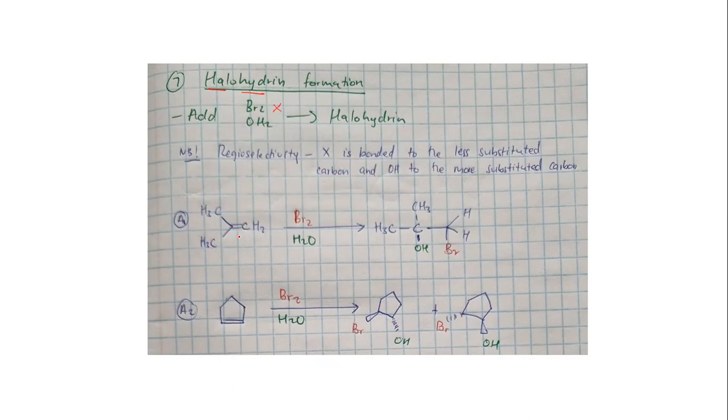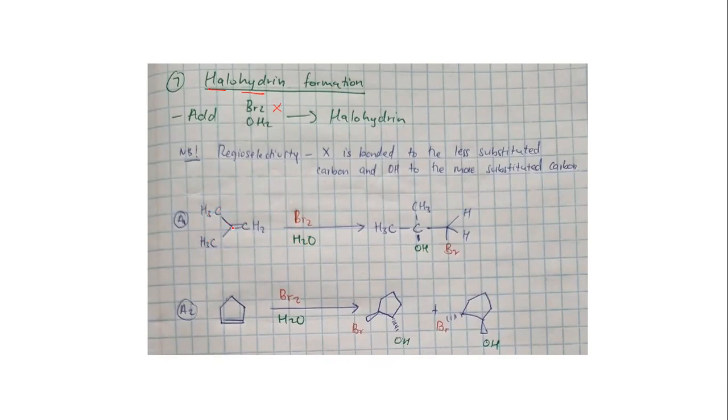So now let's have a look at this alkene. We have carbon and then we have carbon. This carbon is more substituted, meaning this carbon is bulkier. So say we want to add Br2 and a water molecule into this molecule. So where will Br2 go?